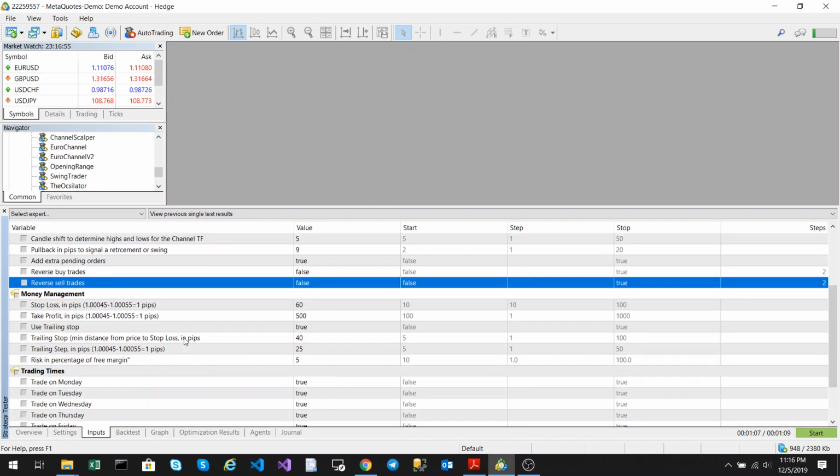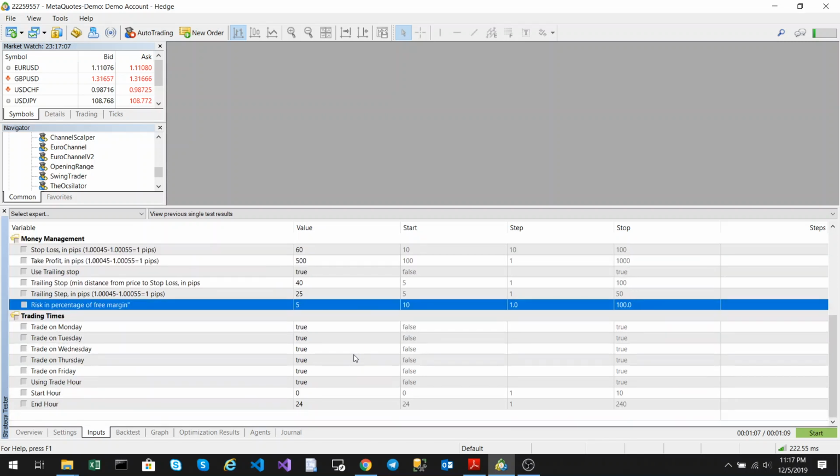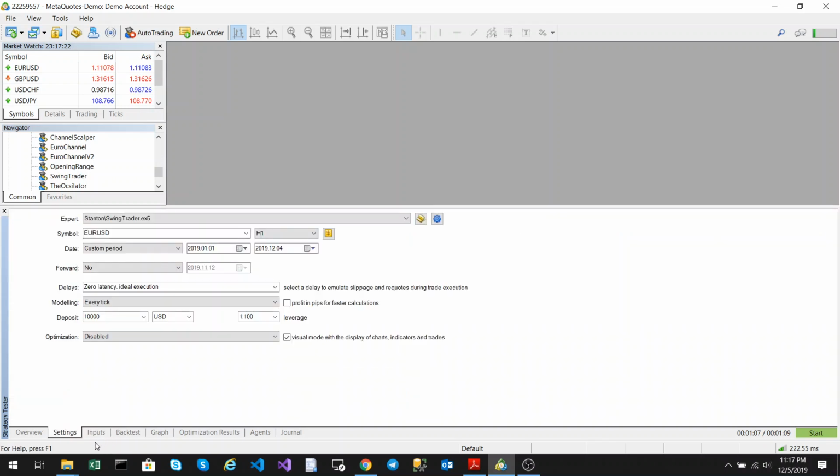The money management, the stop loss, take profit: you could choose whether you want to use a trailing stop or not. So the trailing stop step, and then this is your risk. How much of your free margin you're willing to risk. The trading time, so you can specify which days you want to trade and which hours you want to trade. Now I'm going to run this using the default settings.